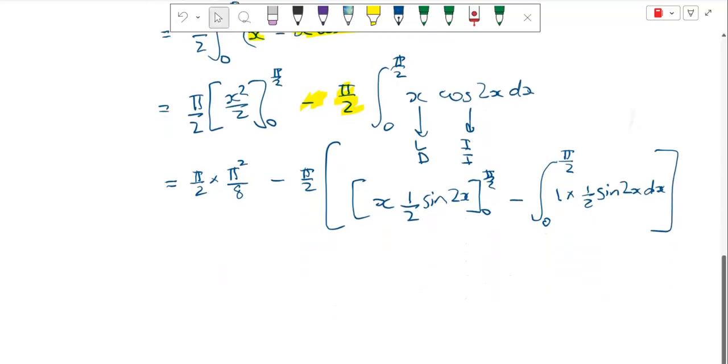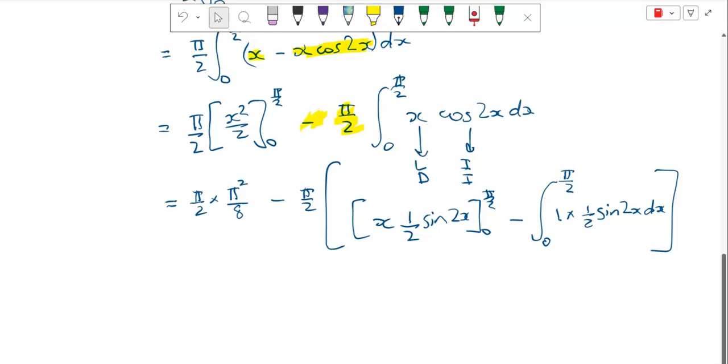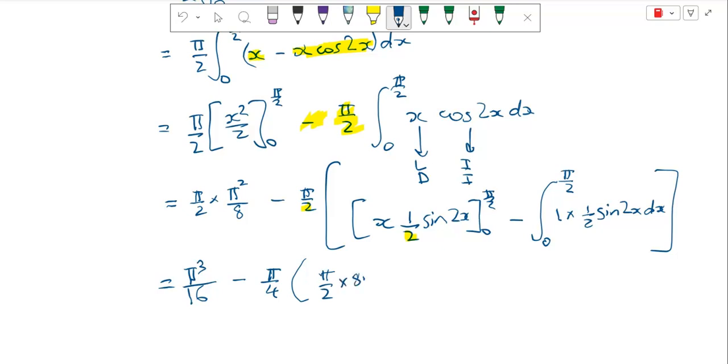Right, so quite a few bits to that. Let's go slowly. We've got pi cubed on 16 minus, right here we've got pi on 4 times, the pi on 4 is pulling this constant out to the front, pi on 4 times pi on 2 times sine of pi minus 0. So all of that bit is going to go away.